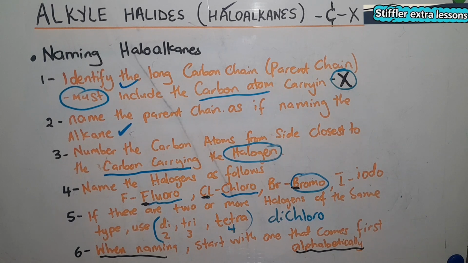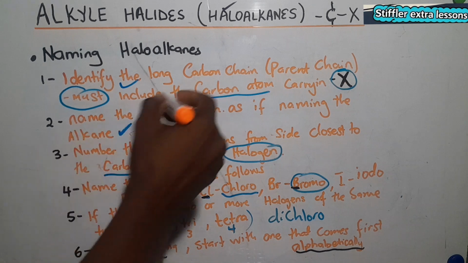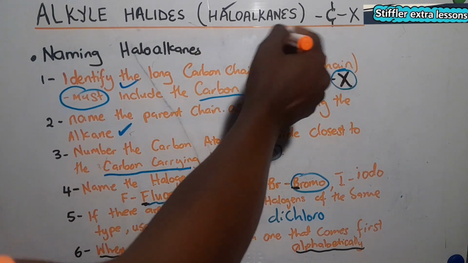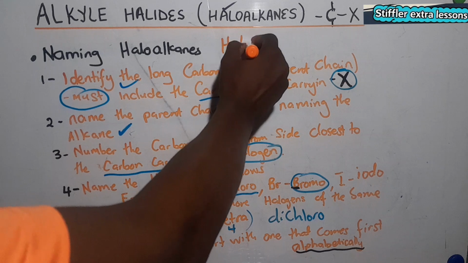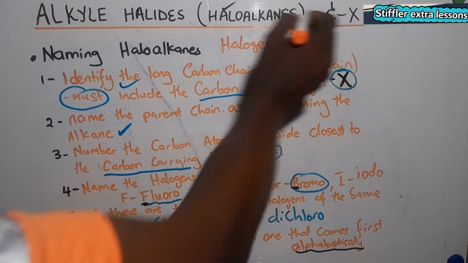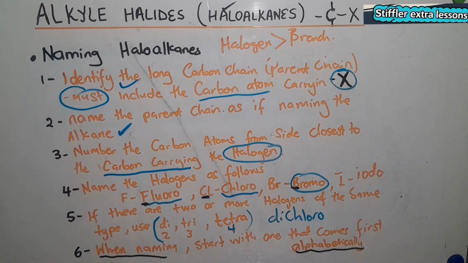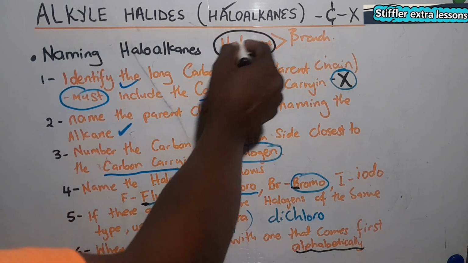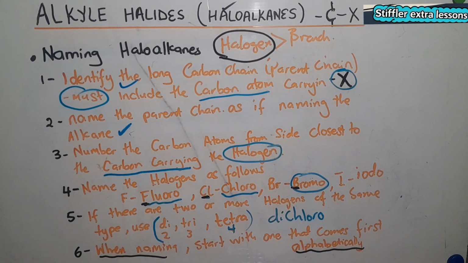And also remember, just like we were dealing with branched alkenes, in this case the halogen is the functional group. So the halogen is more important than the branch, if there are branches. So we first prioritize the halogen. It means that we number our carbon atoms from the side that is closest to the halogen rather than the side that is closest to the branch, right? So the halogen is more important than the branch.